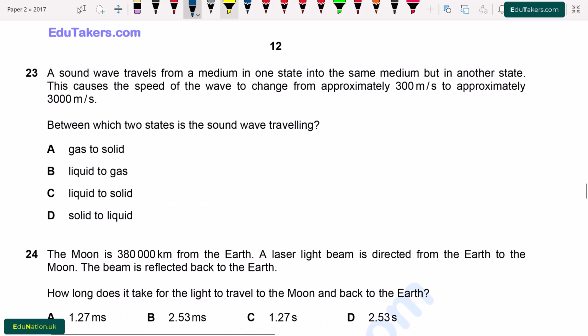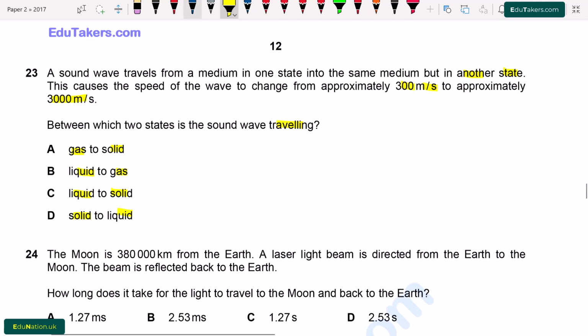Question number 23. A sound wave travels from a medium in one state into the same medium but in another state. This causes the speed of wave to change from approximately 300 meter per second to approximately 3000 meter per second. Between which two states is the sound wave traveling? Option A, gas to solid, B, liquid to gas, C, liquid to solid, D, solid to liquid.